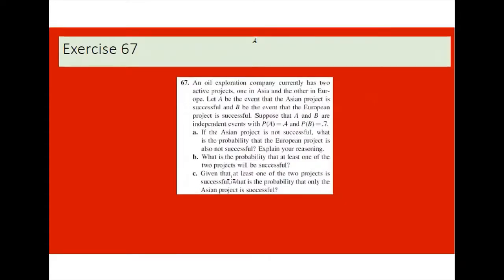Number 3, given that, again a conditional probability. All of these words are keywords. Please be careful about these keywords in the question. Given that at least one of the two projects is successful, it means given that A union B, what is the probability that only the Asian project is successful? Only, again, is keyword. Only Asian project is successful. It means A minus B.